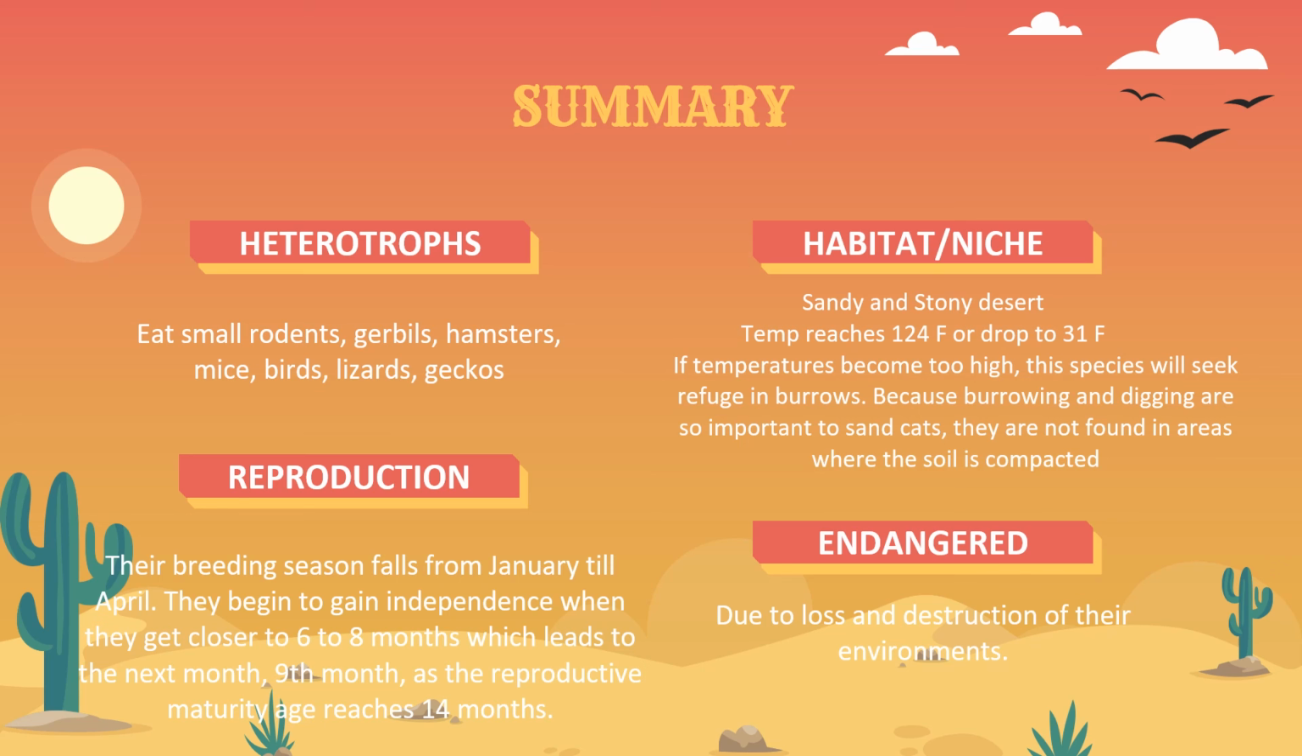Okay, in reproduction we have their breeding season, which falls from January till April, and I didn't include it in the PowerPoint, but I will say this: their life expectancy is said to be 13 years, and they begin to gain independence when they get closer to 6 to 8 months, which leads to the 9th month, with reproductive maturity reached at 14 months.